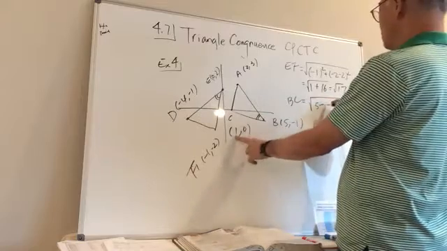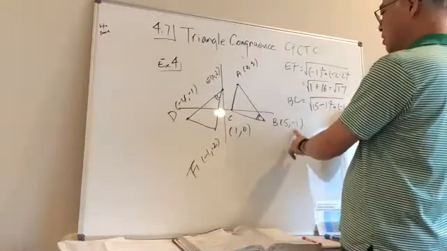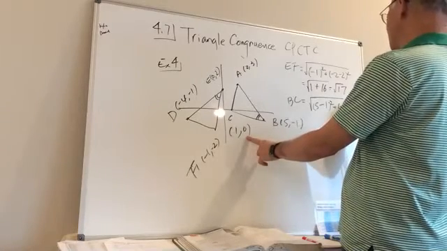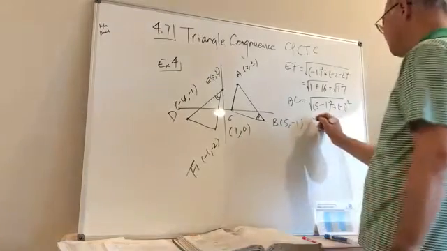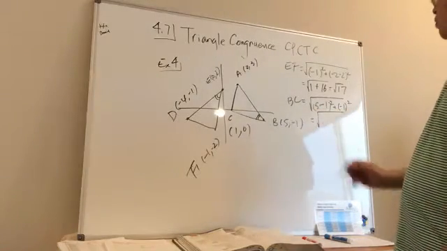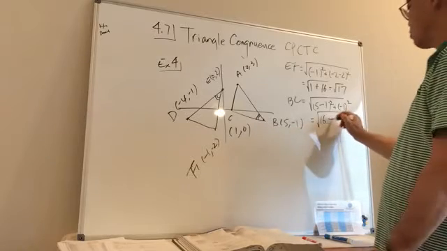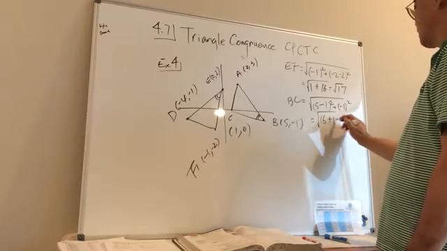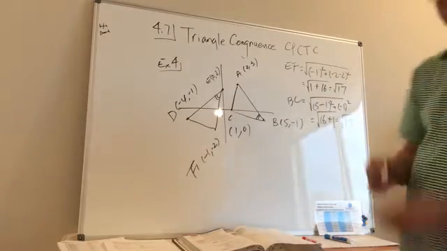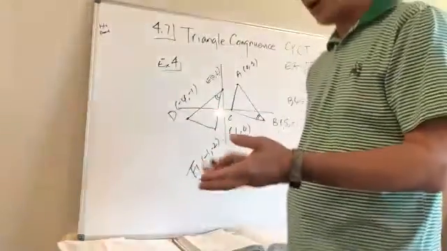Let's do BC. 5 minus 1 squared plus -1 minus 0, and actually minus 0 squared. 5 minus 1 is 4. 4 squared is 16. -1 squared is 1. Square root of 17. Again, they are the same. So I have proved that all 3 sides are the same.